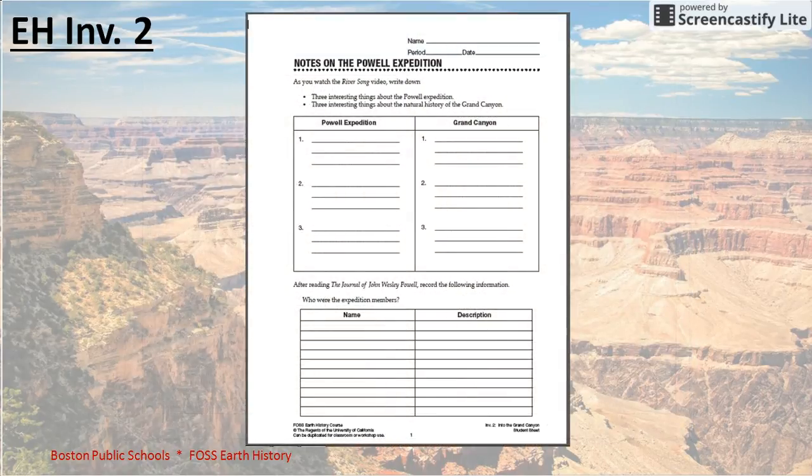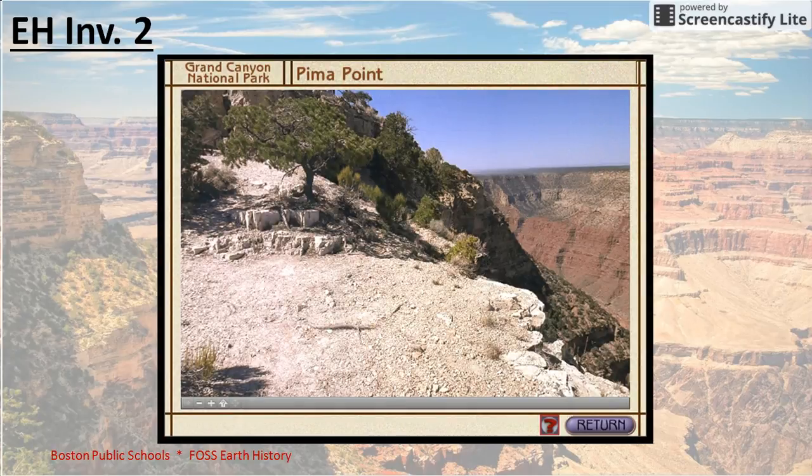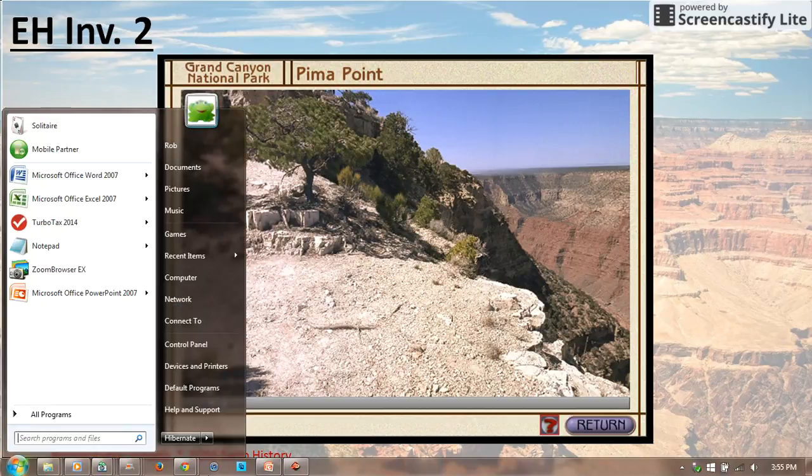What you want to get to is part 2. Oh, one part I forgot to mention is students have an opportunity to take notes as they watch the River Song video and see what the John Wesley Powell expeditions were like. What you really want to get to is part 2, which is when they do a virtual field trip to the Grand Canyon. There are 3 parts to this. There's a multimedia panoramic. Let me show you that.